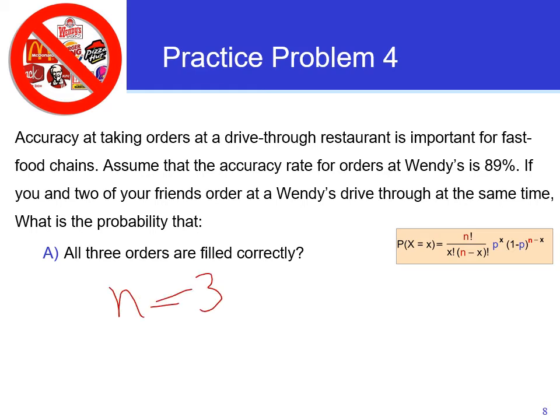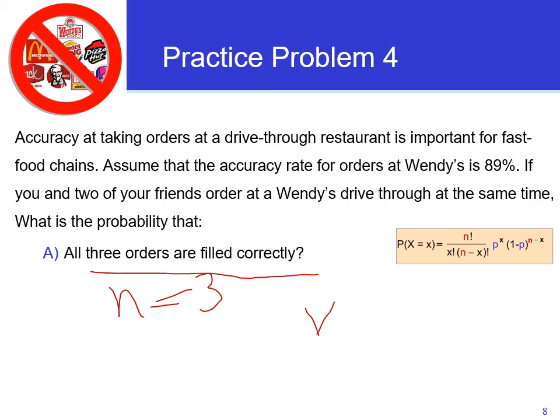Because there are 3 people that make an order, this means that this experiment of getting an order is repeated 3 times. The number of trials is 3, right? But the question asks for all of the 3 orders to be filled correctly.